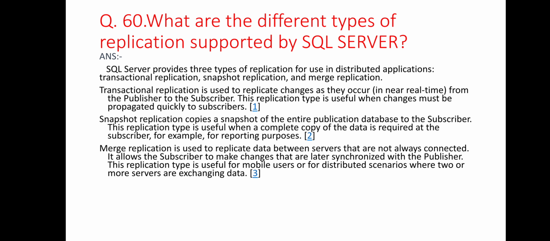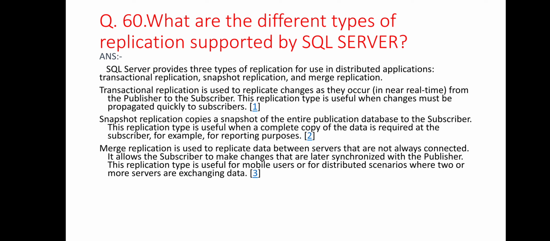Question number 60. What are the different types of replication supported by SQL Server? SQL Server provides three types of replication for use in distributed applications: transactional replication, snapshot replication, and merge replication. Transactional replication is used to replicate changes as they occur in near real time from the publisher to subscriber. This replication type is useful when changes must be propagated quickly to subscribers.